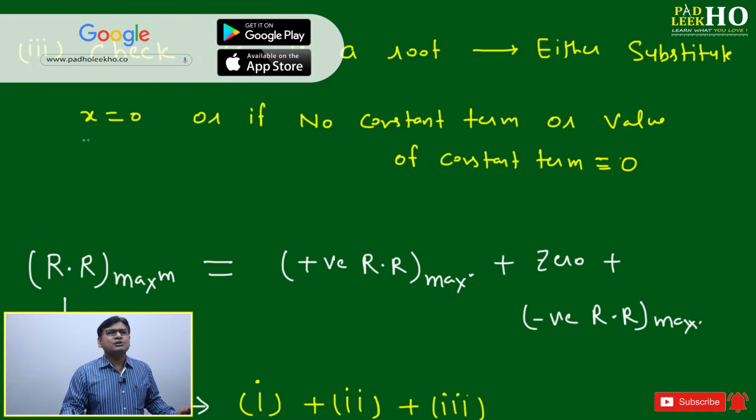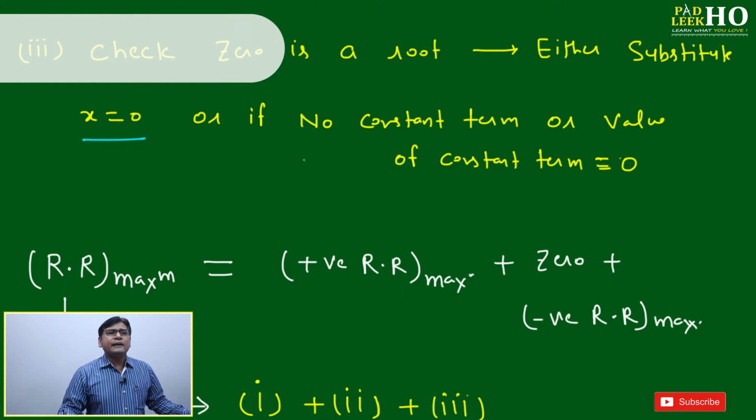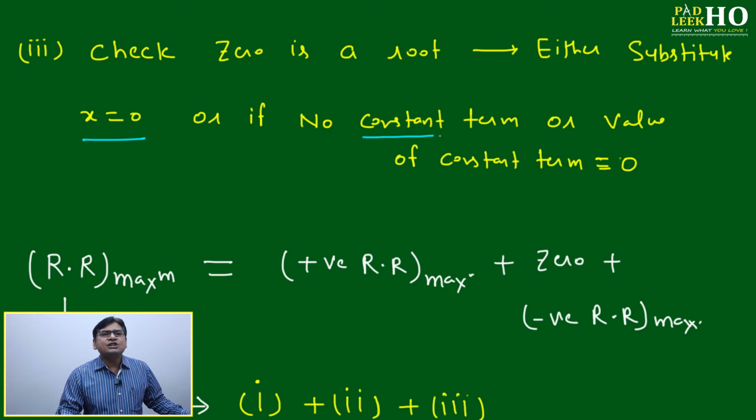How can you check? Either substitute x equal to 0. If x equal to 0 you are getting 0, it means 0 is a root. Otherwise, you can just look whether a constant term is there or not. Generally the last term will be the constant term, like 3x cube plus 5x square plus 9x plus 7. This 7 is the constant term, because it is not multiplied with any power of the variable. If a constant term is there, then 0 cannot be a root.